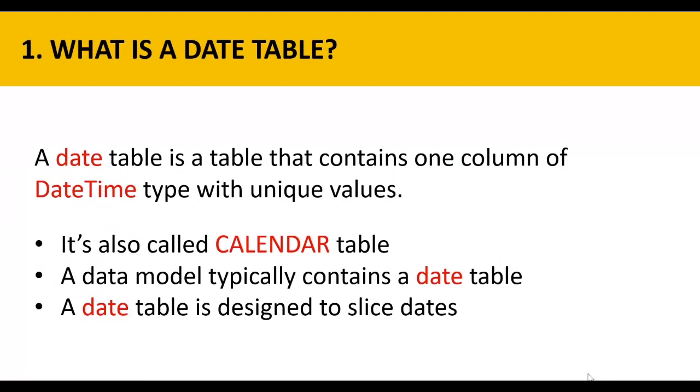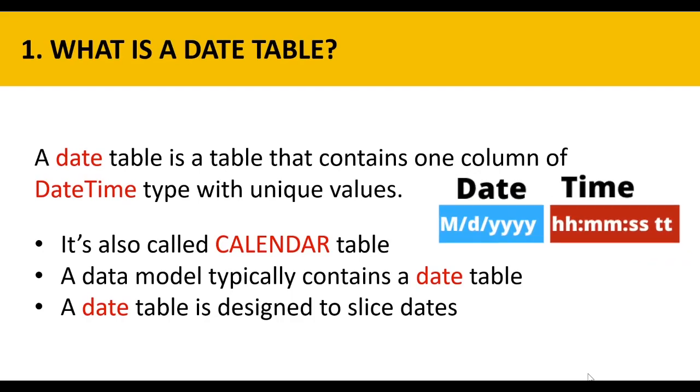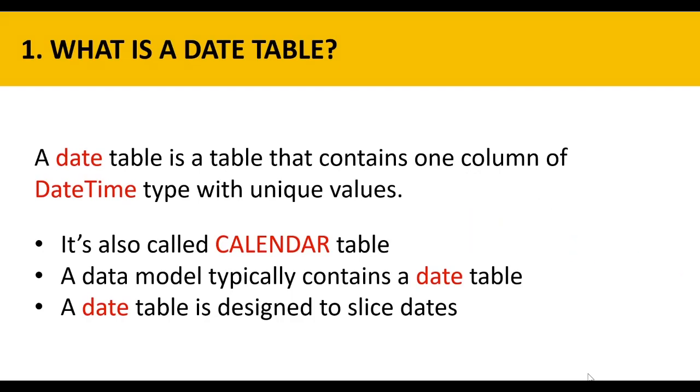What is a date table? A date table is a table that contains one column of datetime type with unique values. So what is a datetime type? A datetime type or format contains both date and time parts together in just one cell. A date table is also called calendar table. Let's keep that in mind, please. A data model typically contains a date table to work more efficiently, okay? A date table is designed to slice dates. All right, let's go to the next slide.